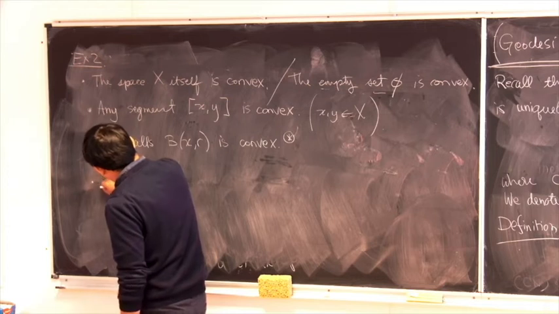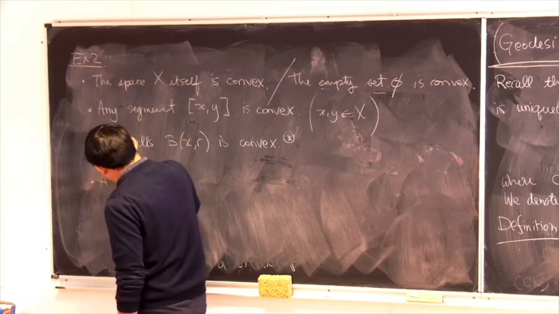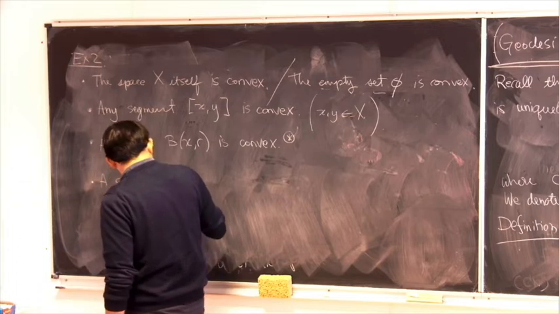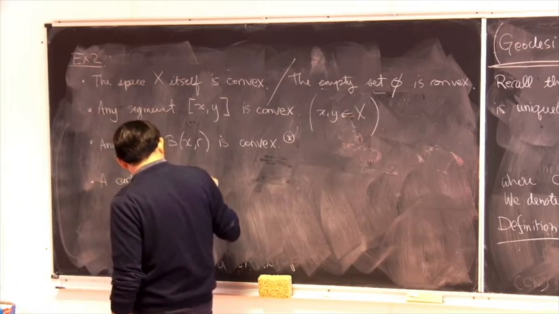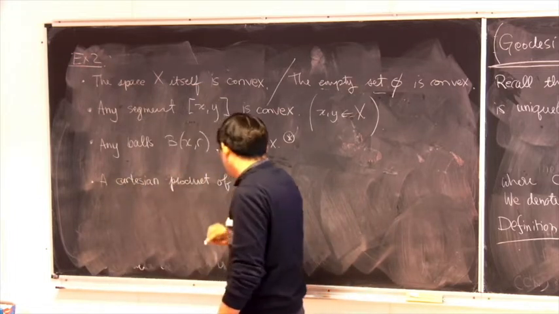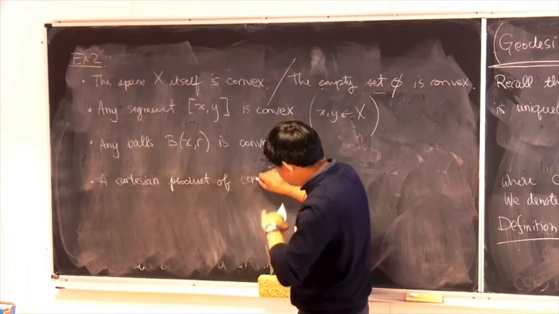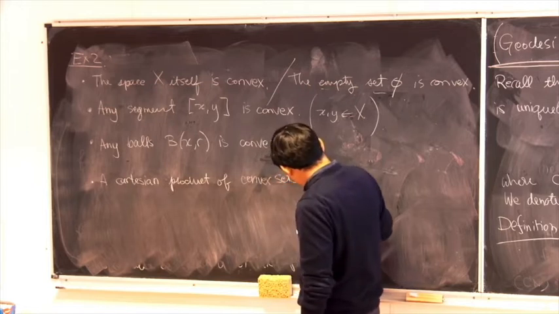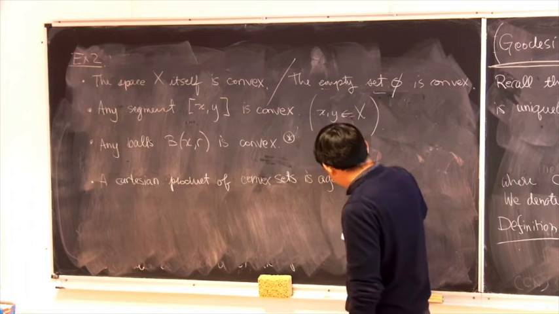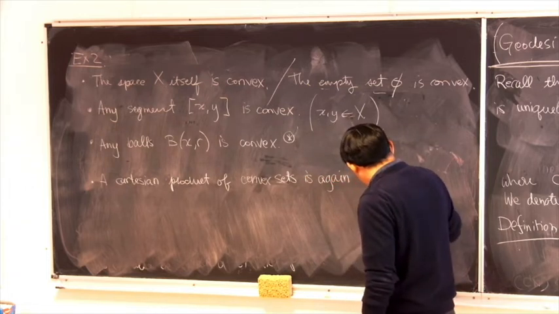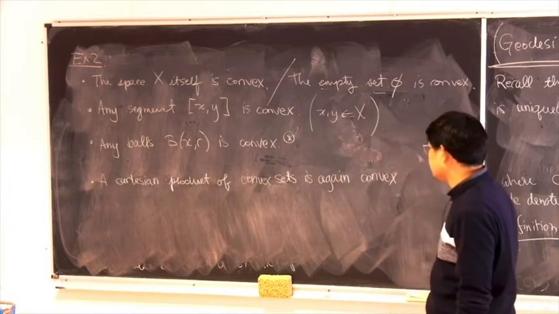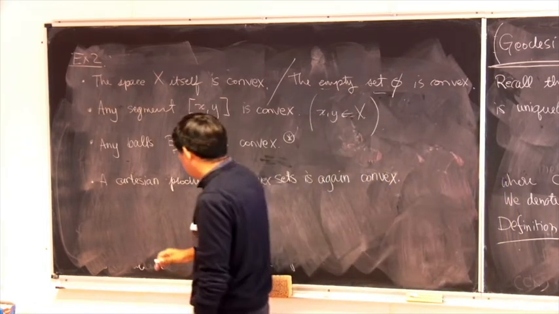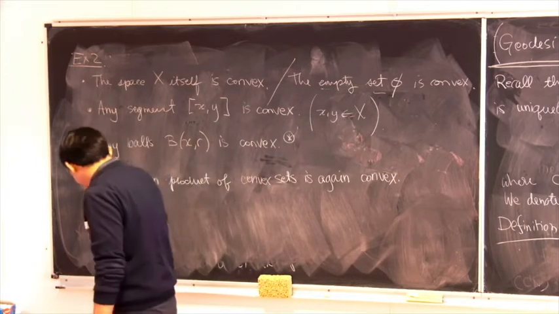Okay, so a Cartesian product of convex sets is again convex. Of course, in the product space.